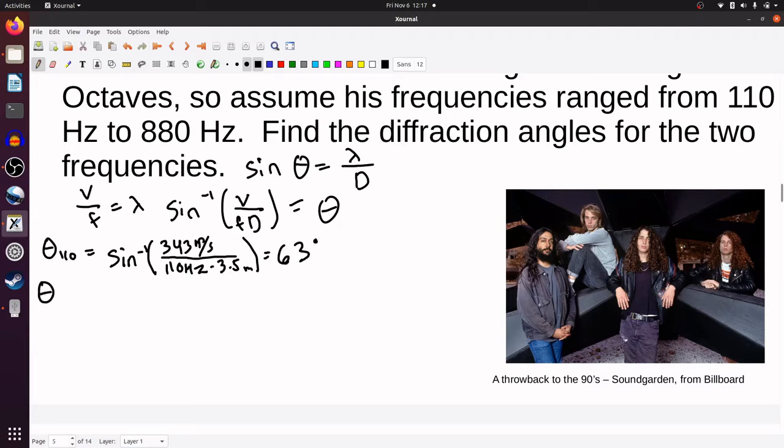Let's do theta 880. So it's the same thing, inverse sine of 343, that hasn't changed. The only thing that's going to change is your frequency. So that's 880 hertz times 3.5. Same deal: 343 divided by 880, divide that by 3.5. Gave me an error. Why? Because it doesn't like me. Now it likes me. Inverse sine of that gives me 6.4. It's really close to 6.3 as well, but we'll say 6.4.